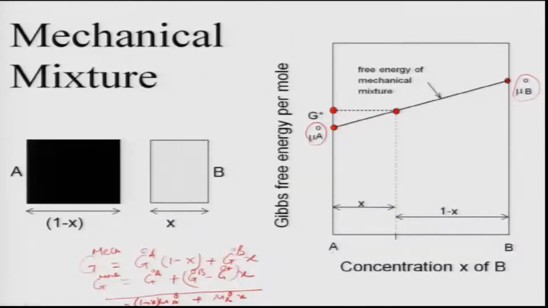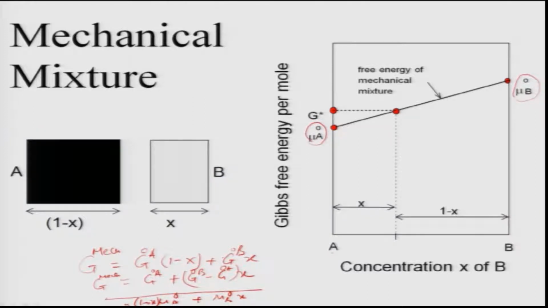If I plot G, the free energy, versus x, where x is the mole fraction of B, then at any point on this curve between pure A and pure B, the free energy is given by a point lying on this line. That is basically nothing but the free energy of the physical or mechanical mixture, that is, we have put them together. Now, what happens when we atomically mix them?